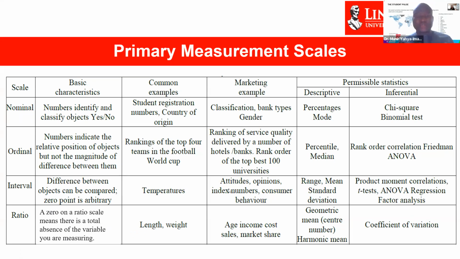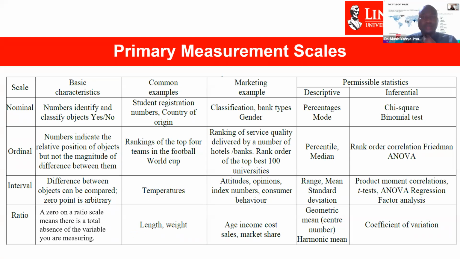Okay, for inferential statistics under interval scale can be product moment correlation, t-test, ANOVA, regression, as well as factor analysis. Then lastly, which is ratio scale. A zero on a ratio scale means there is a total absence of the variable you are measuring. So this could be, for example, length, weight, and a few others.